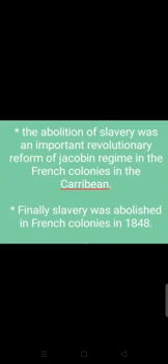Throughout the 18th century, there was little criticism of slavery in France. Finally, in 1794, the Convention legislated to free all slaves in the French overseas possessions. But 10 years later, Napoleon reintroduced slavery. Slavery was finally abolished in the French colonies in 1848.